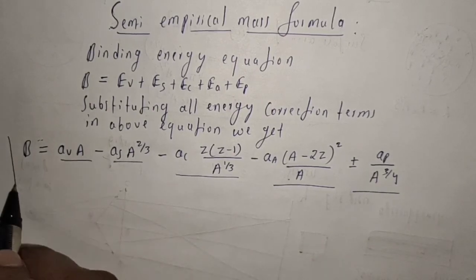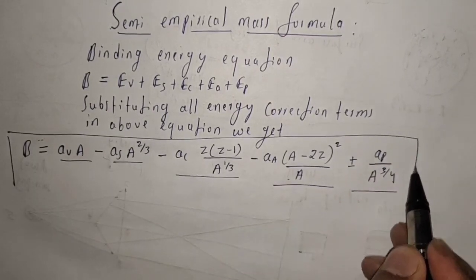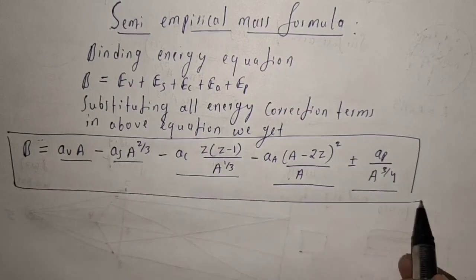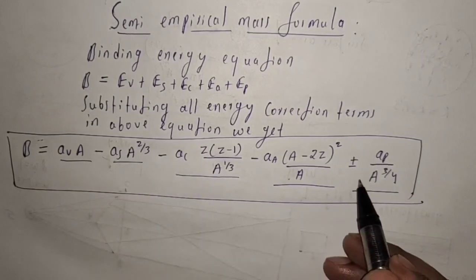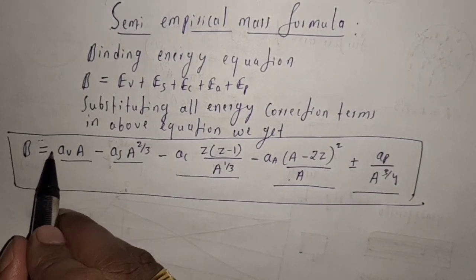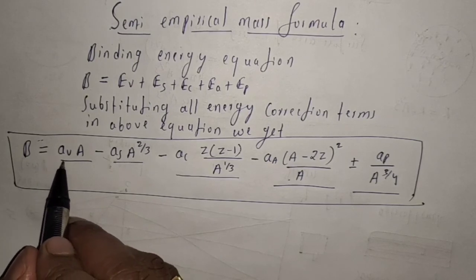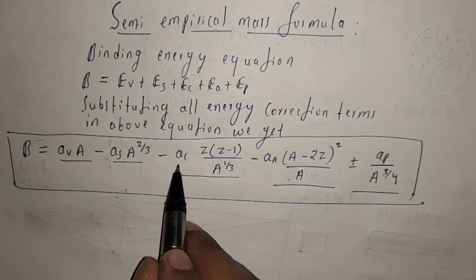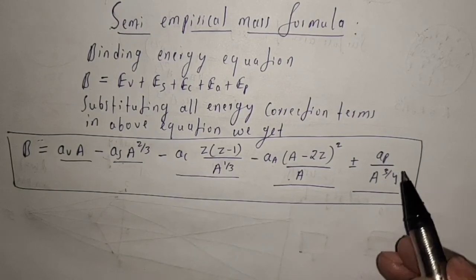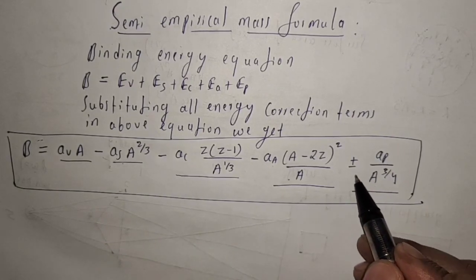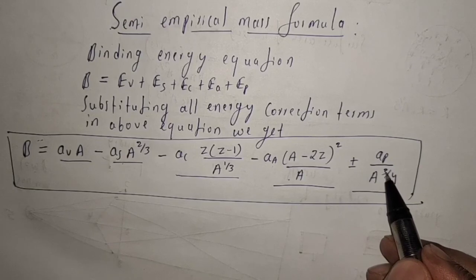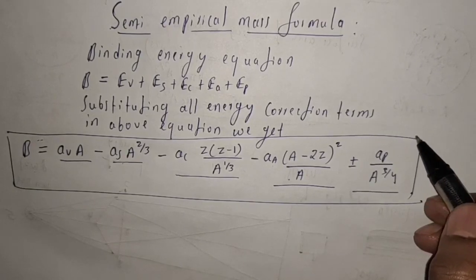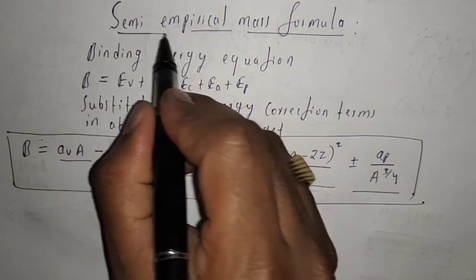This is the final equation, and we call this equation the semi-empirical mass formula. Here we are going to add the volume energy correction, and we are going to subtract surface, coulomb and asymmetric energy. Then we are going to add or subtract the pairing energy. Okay, this is all about the semi-empirical mass formula.